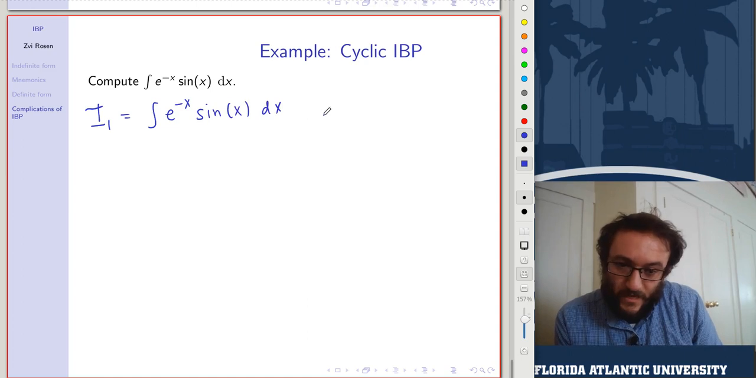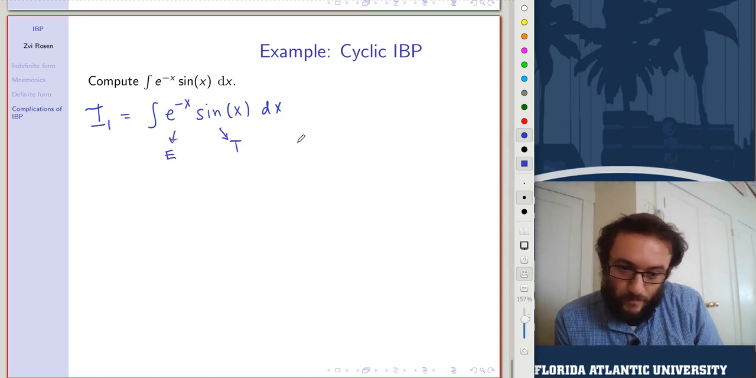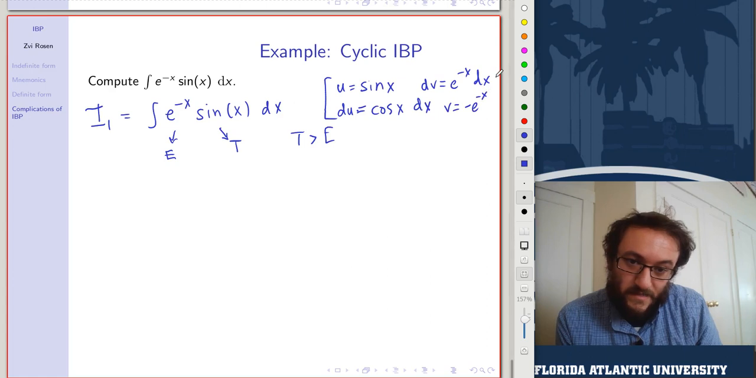Okay, so here we have our LIATE rule. It actually doesn't matter so much in this case, but we will follow the LIATE rule in any case. So we have a trig function and an exponential, and by convention we take the trig function before the exponential. So we're going to make u equal sine x and dv equals e to the minus x dx, which means du equals cosine x dx, and v equals minus e to the minus x.